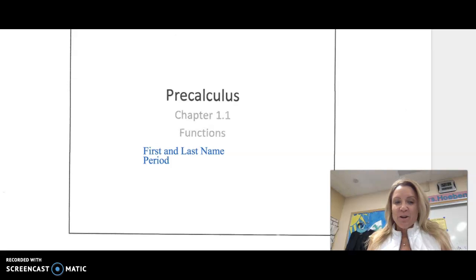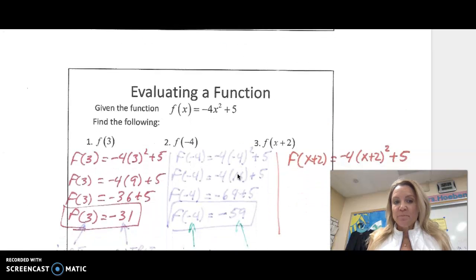Good morning. Today we're going to go over the pre-calculus notes for chapter 1.1, and it's titled Functions. Be sure to print in your first and last name and what period you're in.